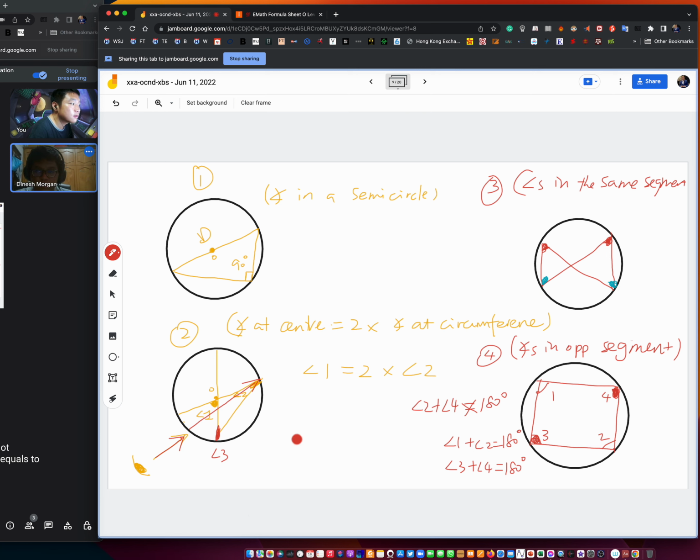Always read the reason. It's opposite segment, opposite to each other. Unless this is parallel, but I never said it's parallel, so you cannot assume that. Oh yeah, if it's parallel, it's interior angle. You're right. Yes.